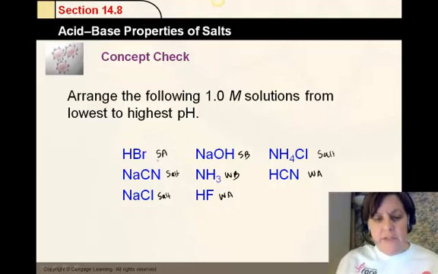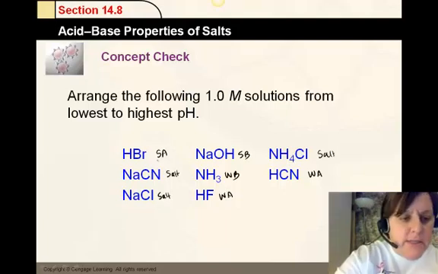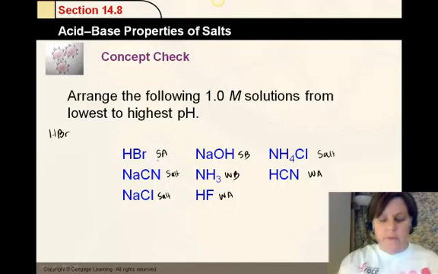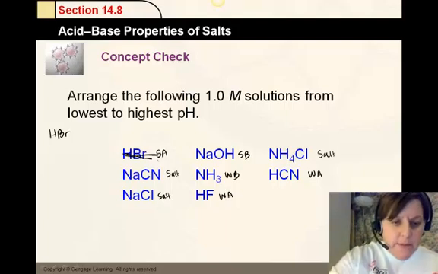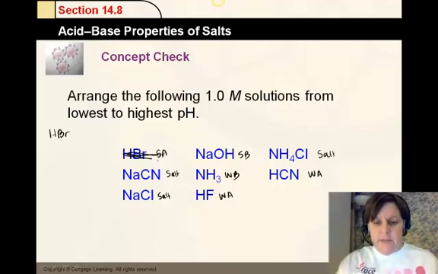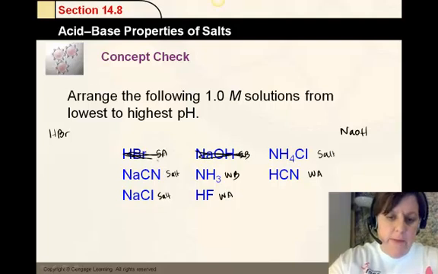So now we have to go from the lowest to the highest pH. Well, the lowest pH is going to be my strong acid. So that's going to be HBr. So I'm going to stick it way over on the left. Strong base is only one, which is NaOH. So I'm going to stick it way over on the right.